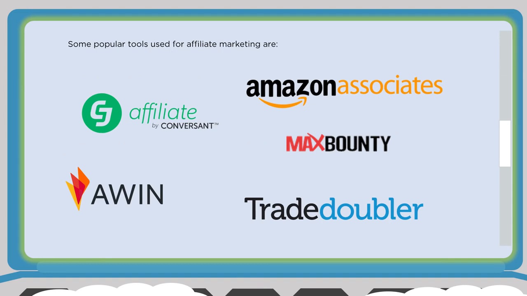Again, I mentioned Commission Junction. There are also some other affiliate marketing tools out there. Amazon Associates, AWin, Trade Doubler, Max Bounty. I mean, there's a lot out there. CJ.com is the one I've used in the past, but give some of these other platforms a chance. It doesn't hurt to even be on multiple platforms. You have nothing to lose.